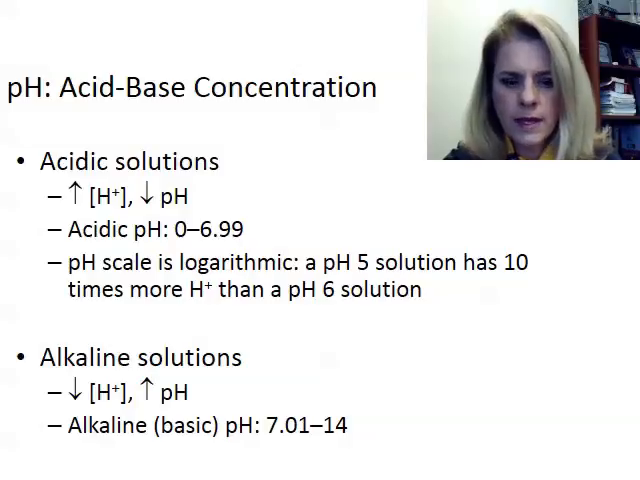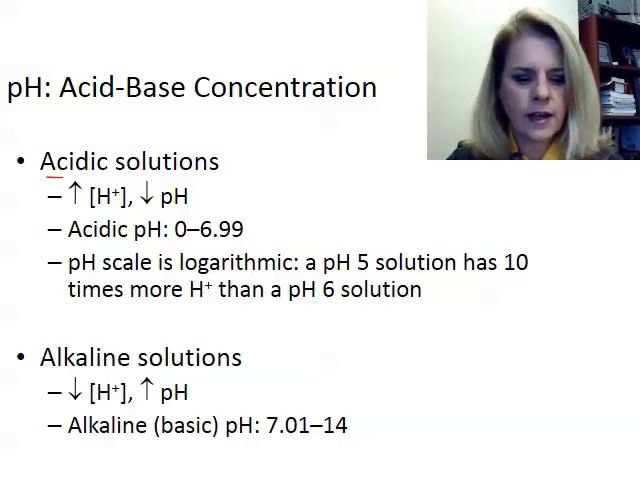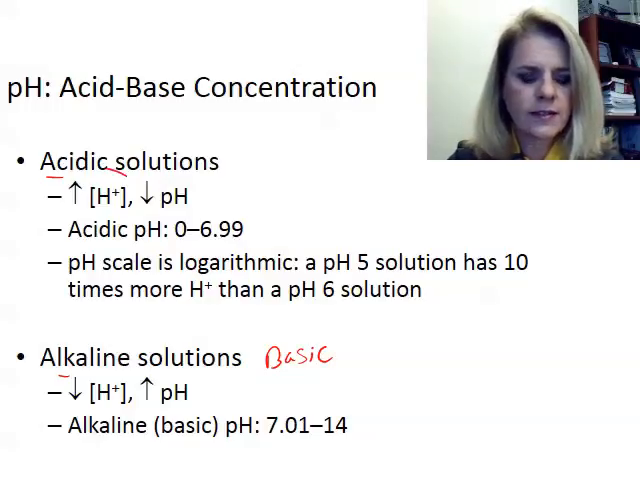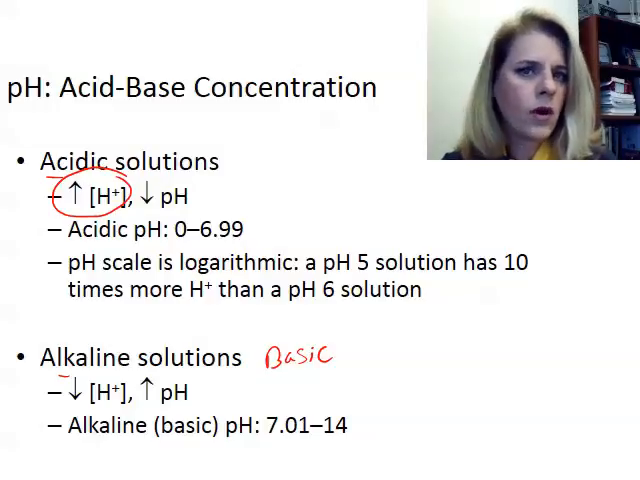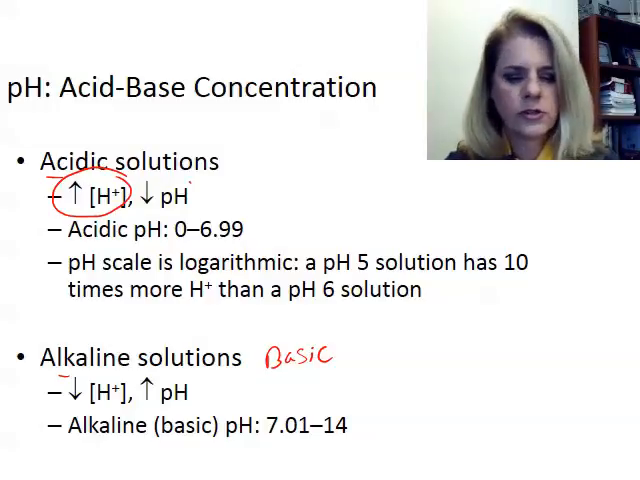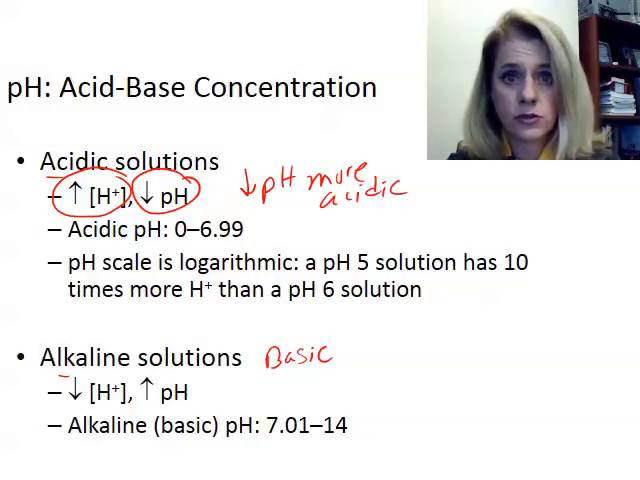So when we're talking about pH, we're talking about things that are acidic and alkaline. Remember, alkaline also means basic. So an acidic solution has the highest number of hydrogen ions. So the more hydrogen ions you have in concentration, the lower the pH. The lower the pH, the more acidic the solution. Okay? And so acidic pH is anything from 0 to 6.99.